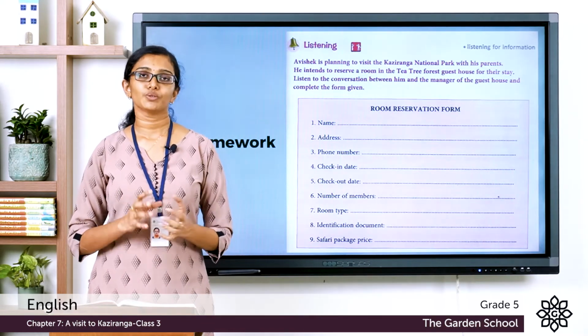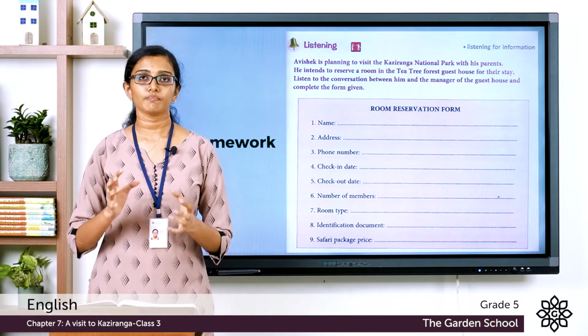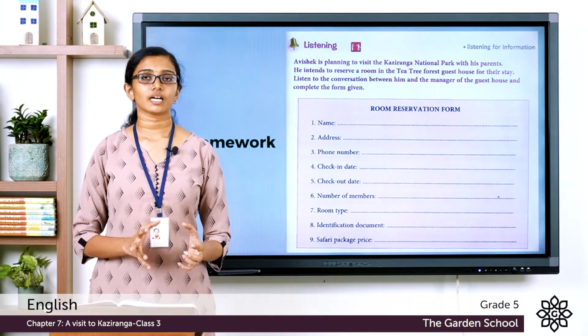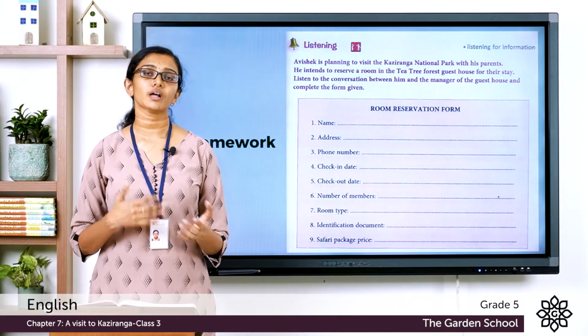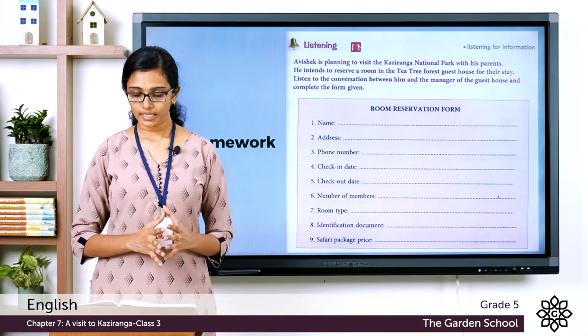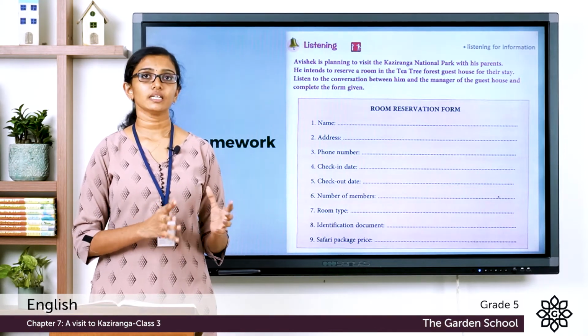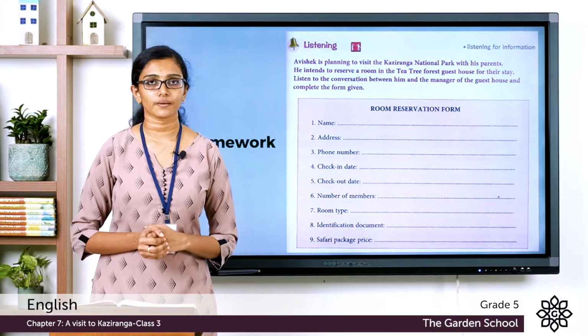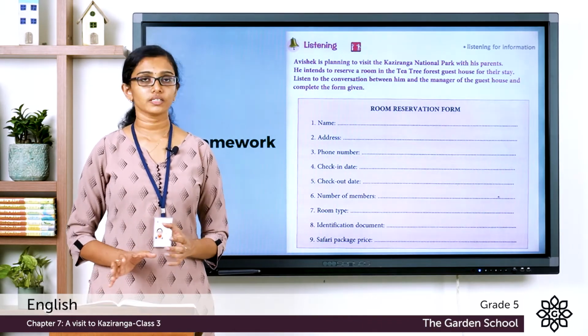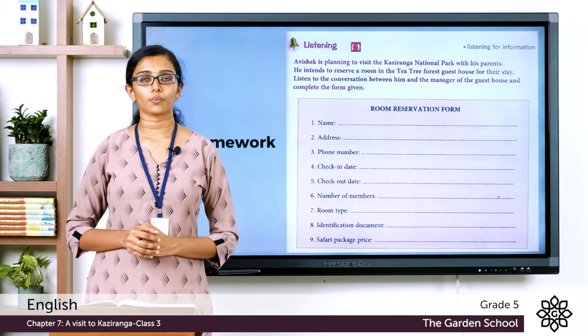So this activity you do it in a different way. Imagine that you are Abhishek and that you are planning to visit the Kaziranga National Park with your parents. Imagine that you are having a conversation with the manager at the guest house that you are planning to stay. Imagine that conversation and then you can fill in all the details mentioned below.